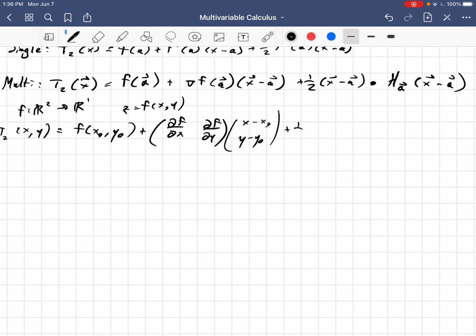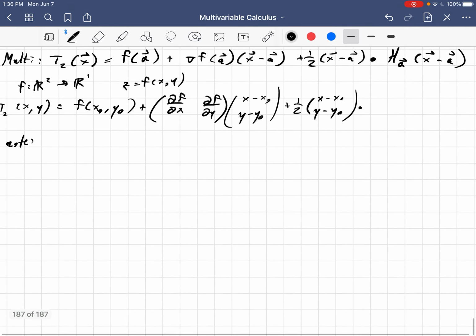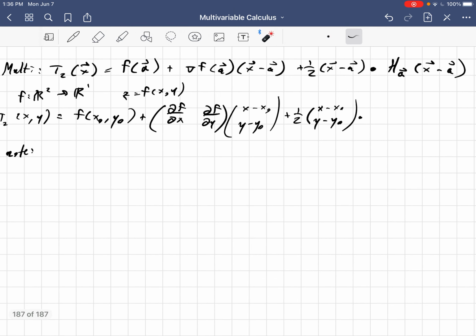Now, plus 1/2 times x minus x naught, y minus y naught, dotted with, and now maybe I'll take a side note here to define this Hessian matrix. The Hessian matrix is a special type of matrix where each entry is formed by all possible second partials of the function. The Hessian matrix for a function of the form z equals f of x, y is really not that bad.